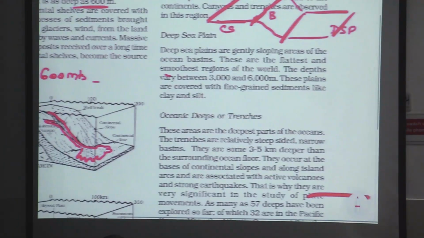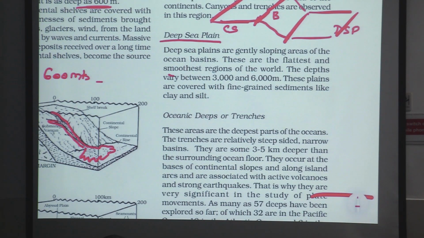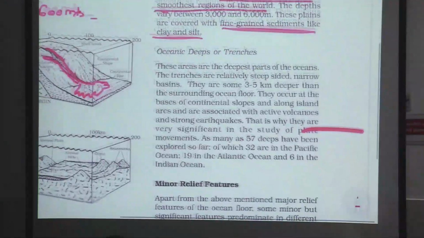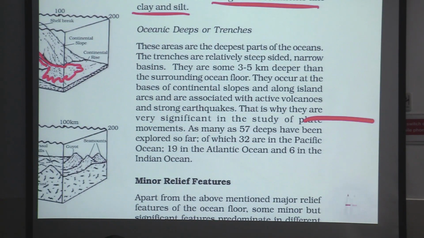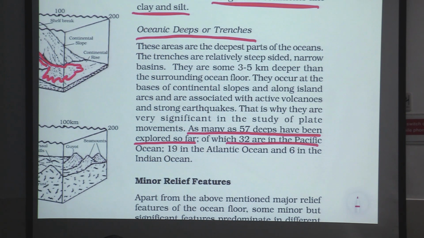Then NCERT reads deep sea plain, we have learned it. These are the flattest and the smoothest region, largely covered with fine grain material, logical. And what is there as feature number 4? Deep trenches. We have already learned it. The trenches are where we are having subduction, and as many as 57 deeps have been explored so far. 32 are in Pacific, 19 in Atlantic and 6 in Indian Ocean.